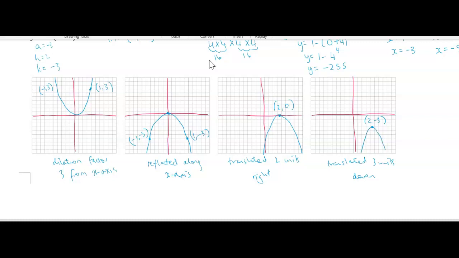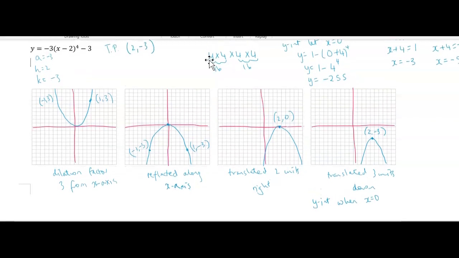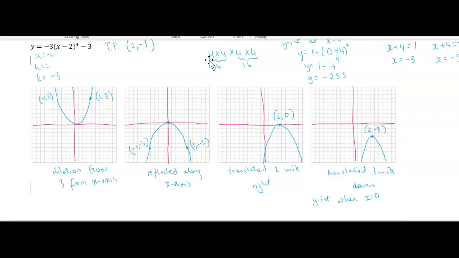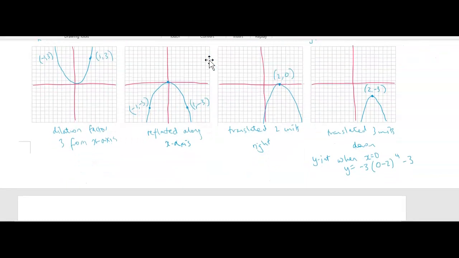Now we are going to have some y-intercept, sorry, a y-intercept when x equals 0. So we're just going to substitute 0 back into our original function. I'll just scroll up so we can actually see it. So y equals, what have we got? -3(0 - 2)^4 - 3. That's going to be a nice one to do.